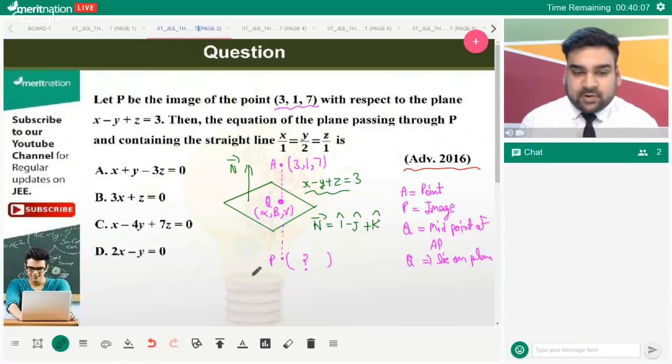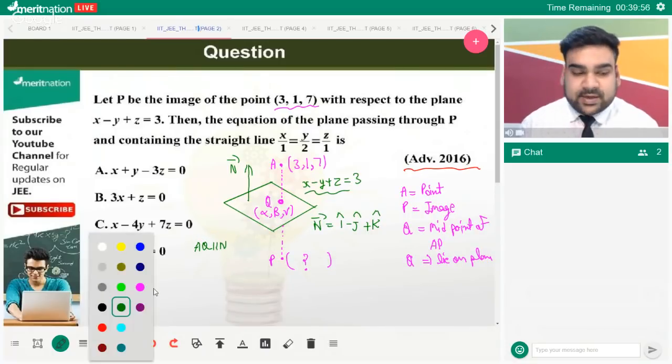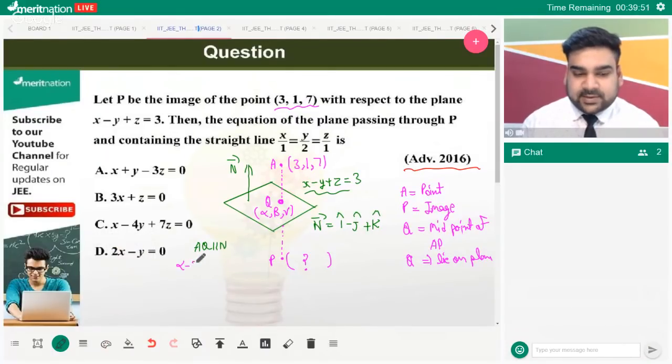Now if you notice something over here, AQ and this normal vector are parallel to each other. So can we use the condition for two vectors to be parallel? Can I write that alpha minus 3 divided by 1 equals beta minus 1 divided by minus 1 equals gamma minus 7 divided by 1? If two vectors are parallel to each other, their direction ratios are going to be proportional.